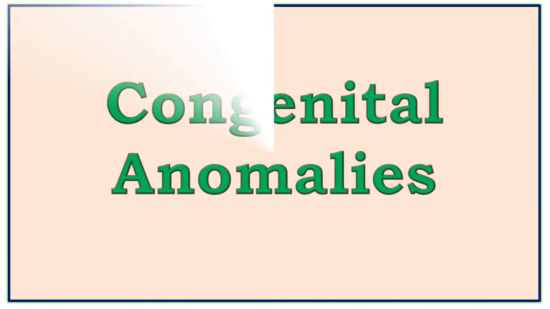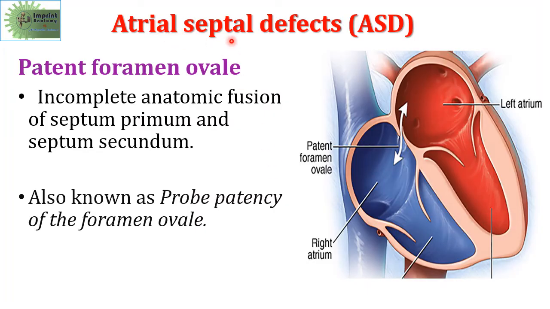So let's see the congenital anomalies during the development of the interatrial septum. The atrial septal defect, ASD. The atrial septal defect means there is a defect in the formation of the atrial septum. As you know, the foramen ovale is a valvular oblique passage between the septum secundum and the septum primum.